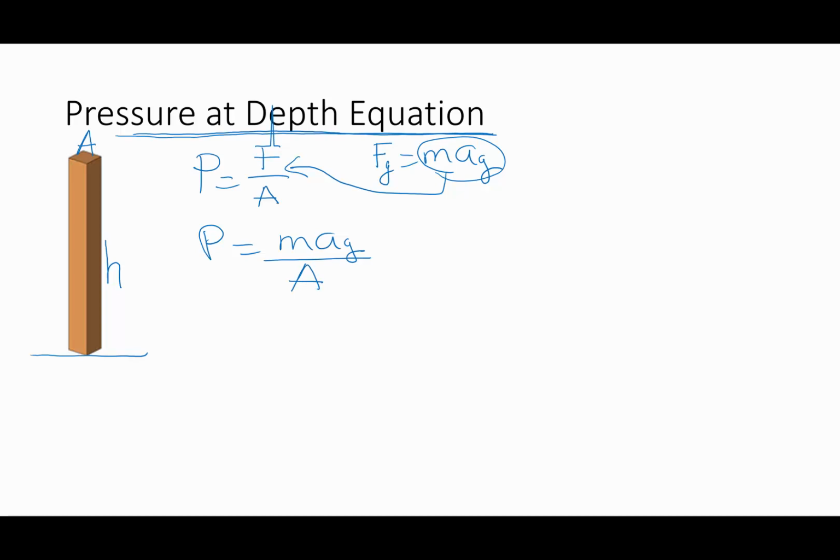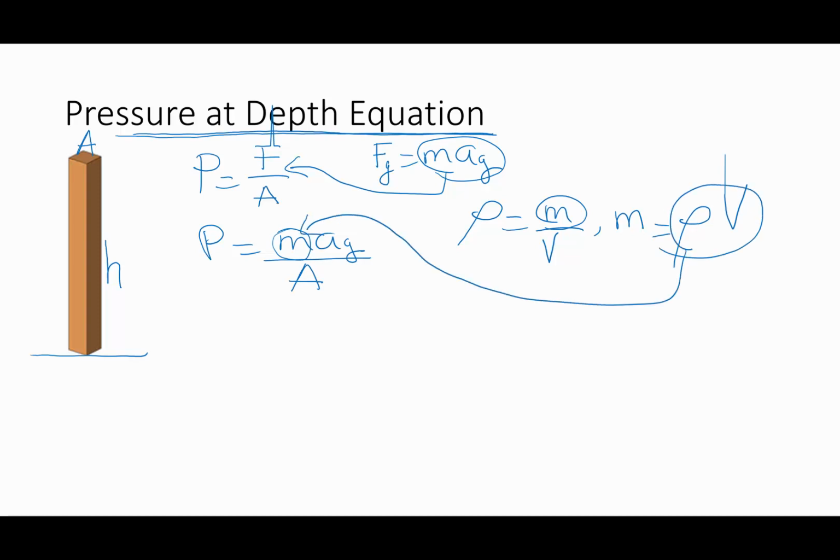All right. Now, we know that density, rho, is mass per unit volume. So I'm going to rearrange this and solve for mass. So the mass of this column of fluid is going to be the density of the fluid times the volume. So I'm going to replace mass over here with density times volume. I'm going to shove that in, and I'm going to get pressure is density times volume times acceleration of gravity divided by area.